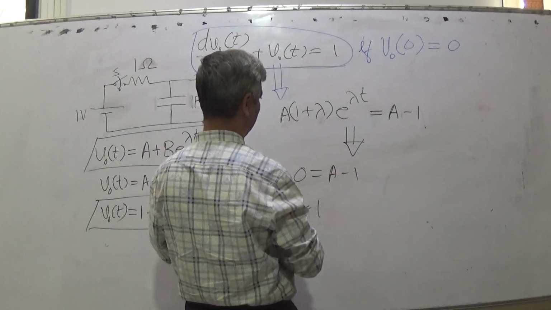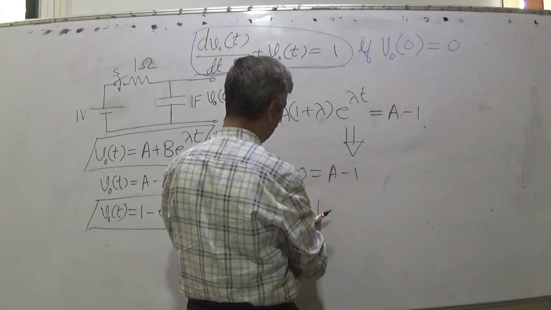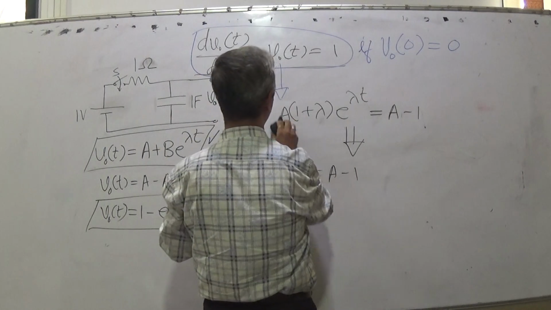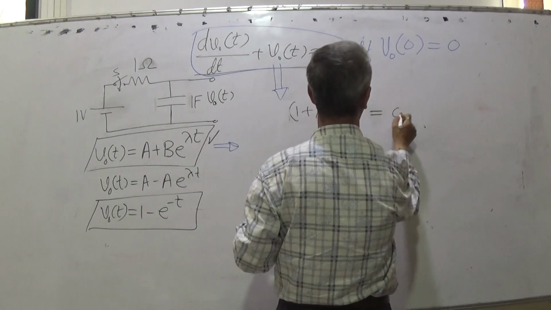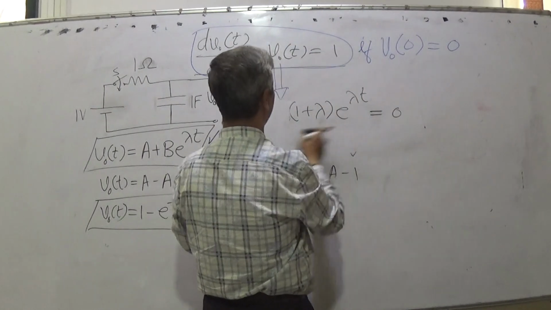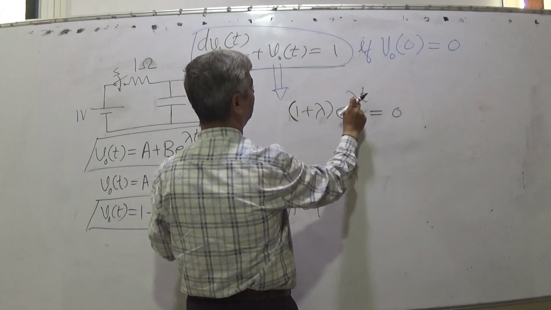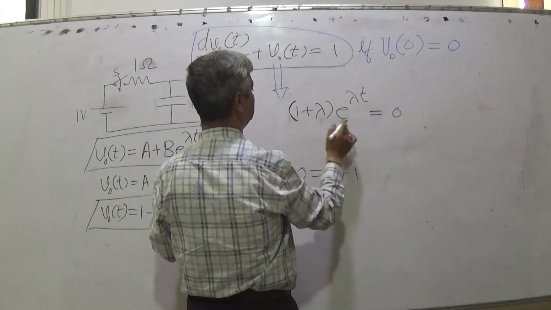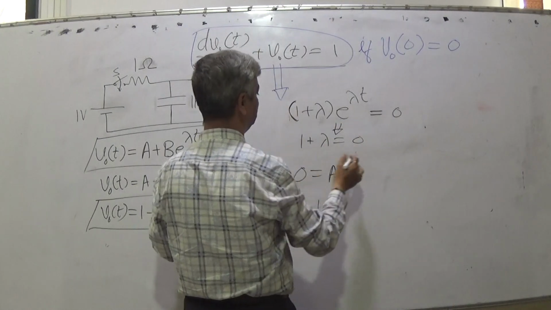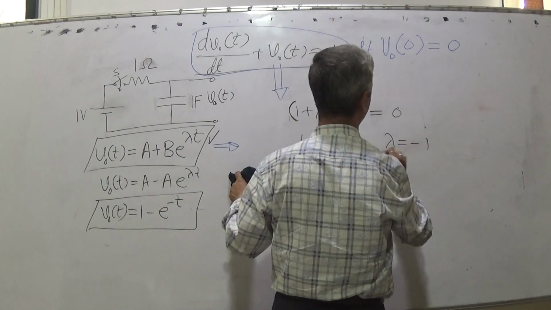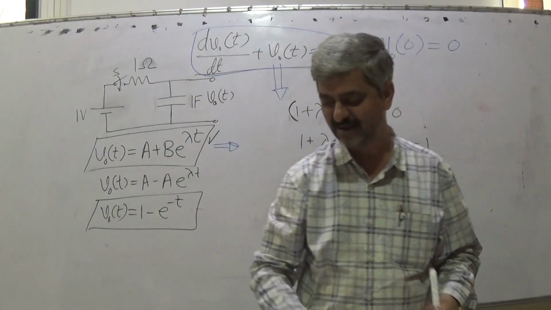So put a equal to 1 in this now. When you put a equal to 1 in this, it is equal to 0. Obviously this is a variable term, so 1 plus lambda must be 0. Therefore lambda equal to minus 1. Right? So that is the simplest way.